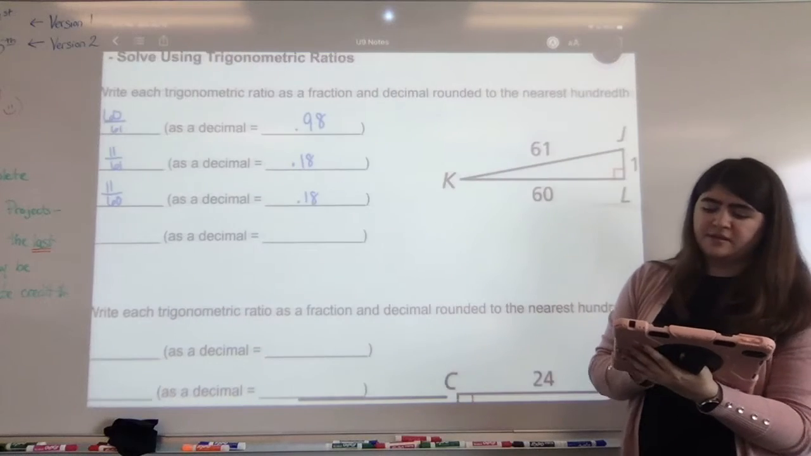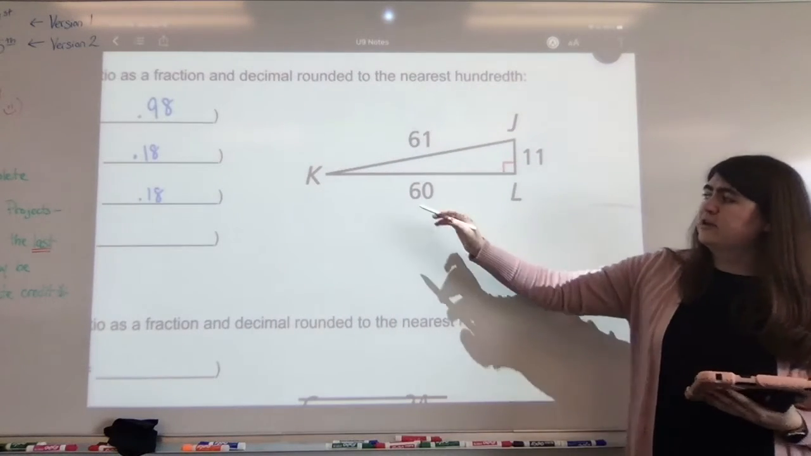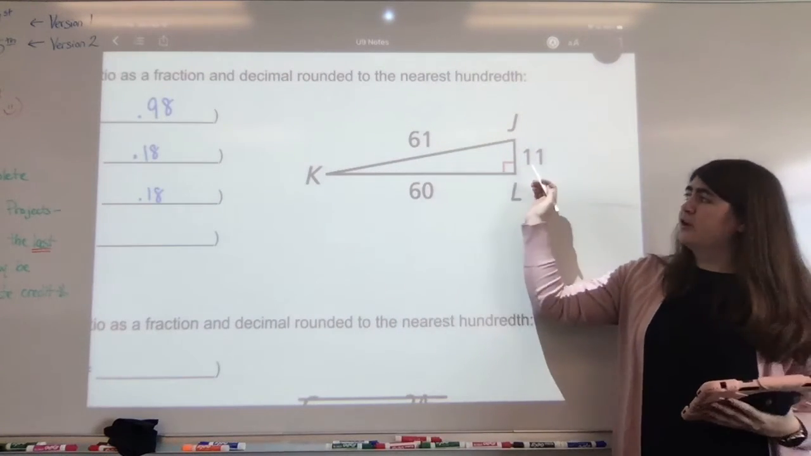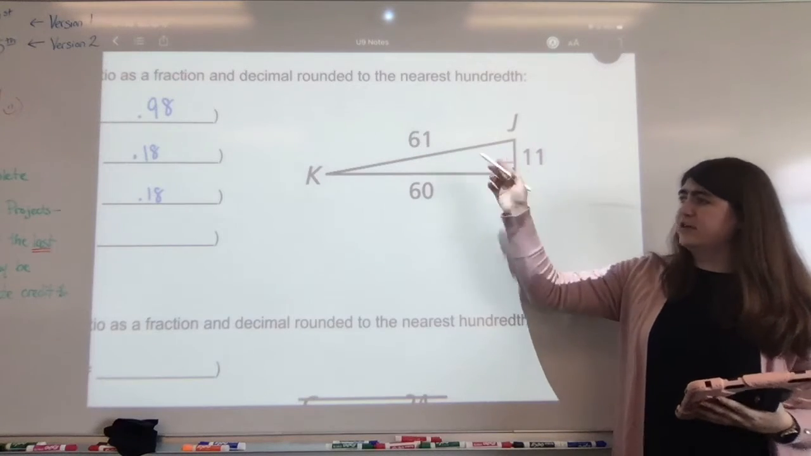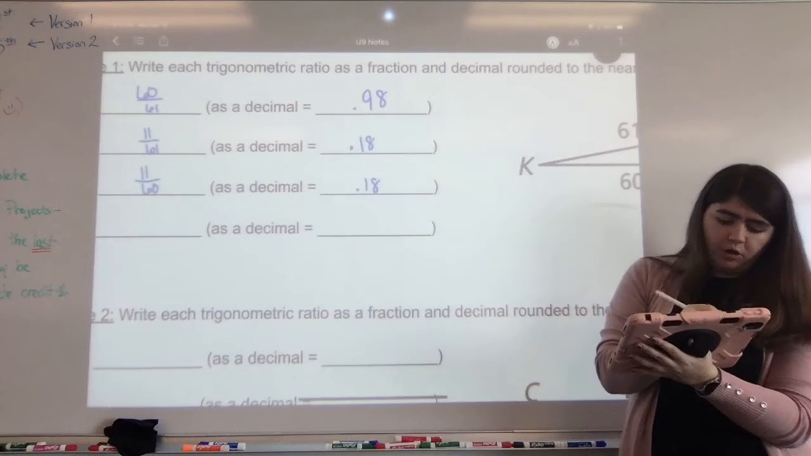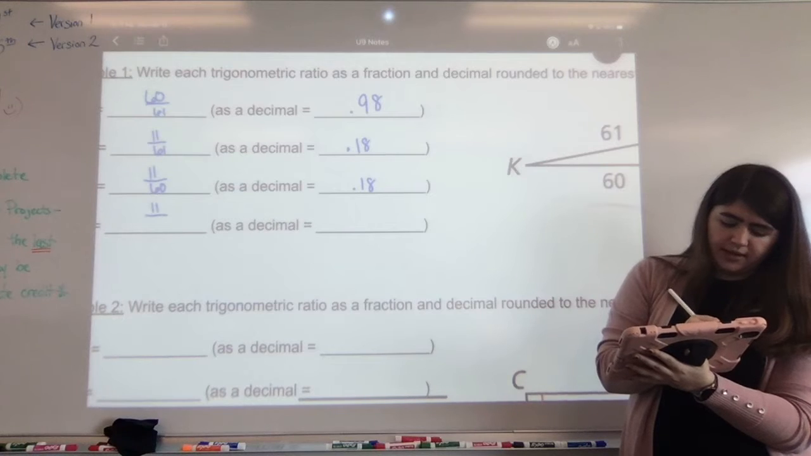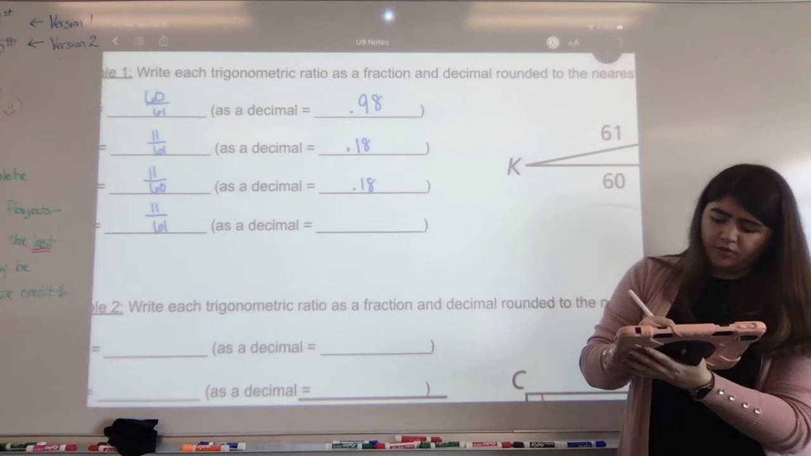All right, next we have the sine of angle K. And the sine of angle K, so that's opposite over hypotenuse. So that'd be 11 over 61, which we already have that fraction written down above on our page. So that is, again, 0.18.